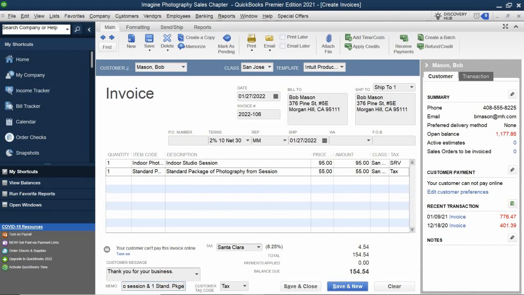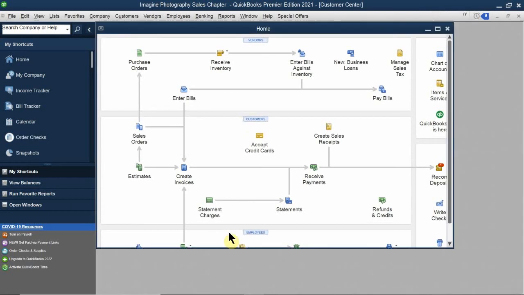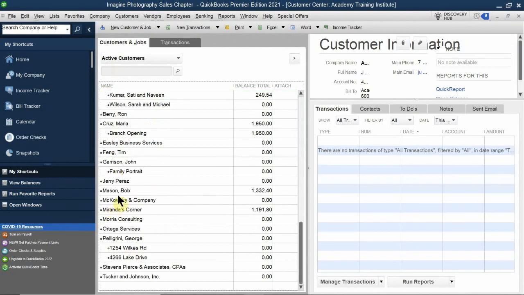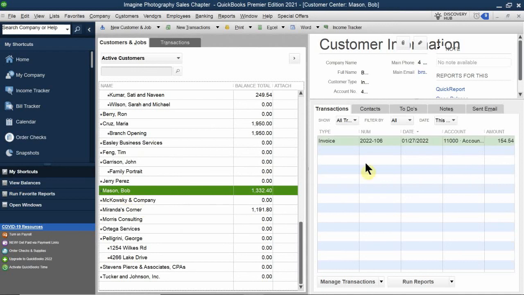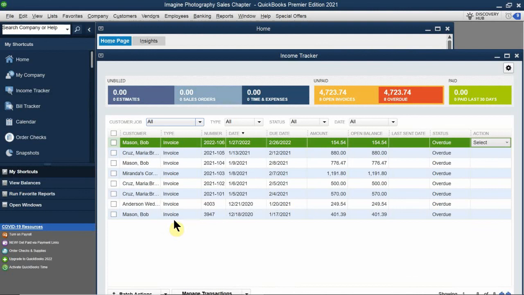Okay? Once everything looks good, we can go ahead and save and close. So now, once again, if I need to find where that transaction is, I can look by who I wrote it to or who I billed. I can also take a look at that through my income tracker, because my income tracker is going to give me a list of all the people who owe me money. So I can find it right here.